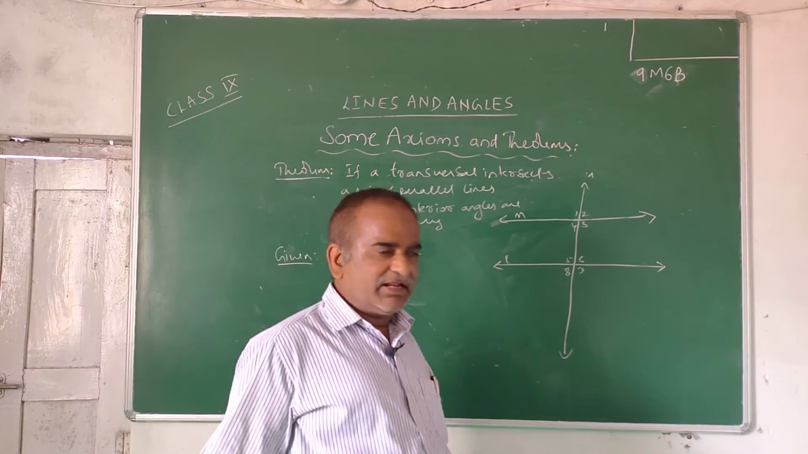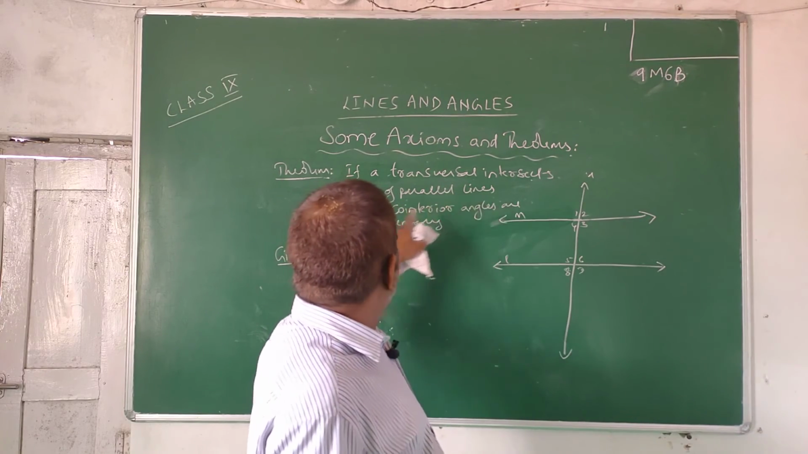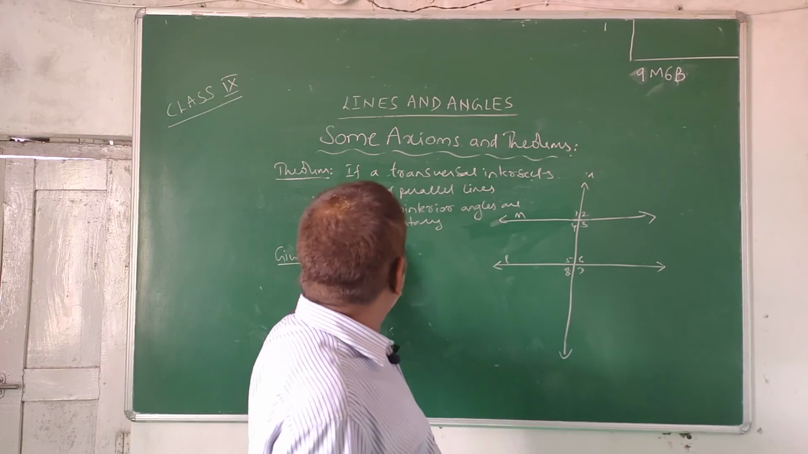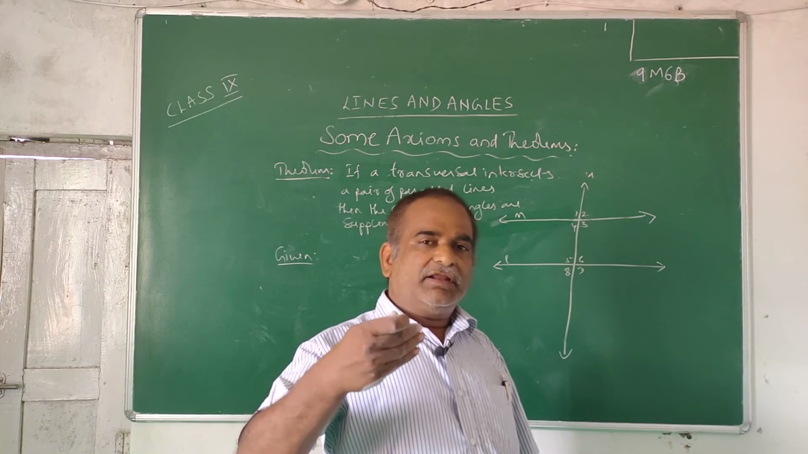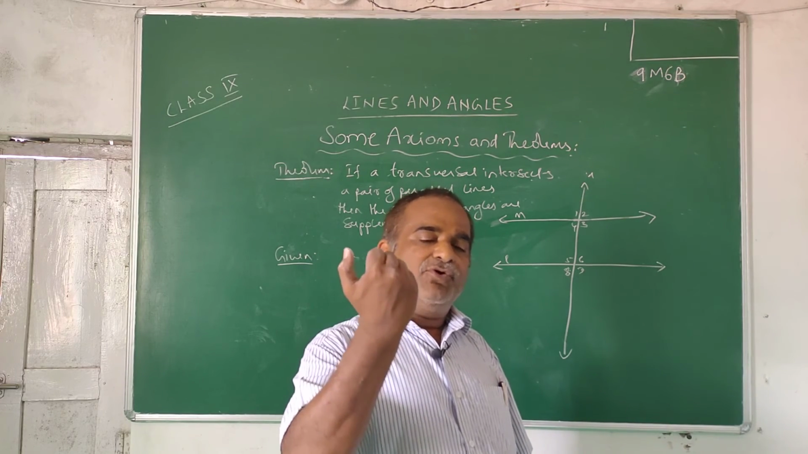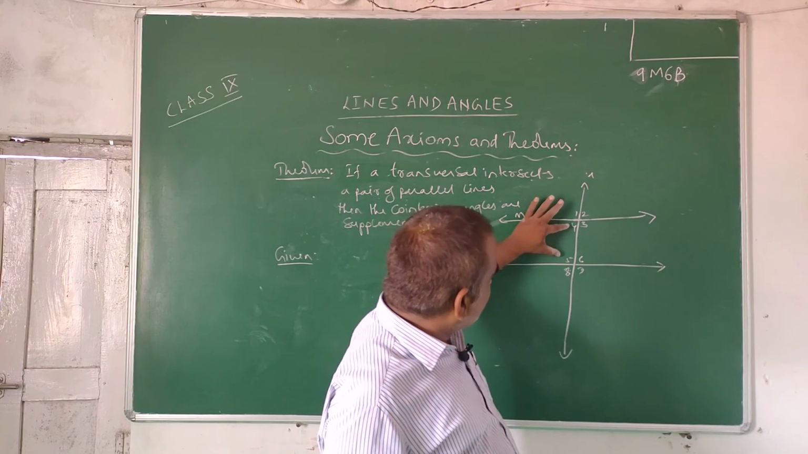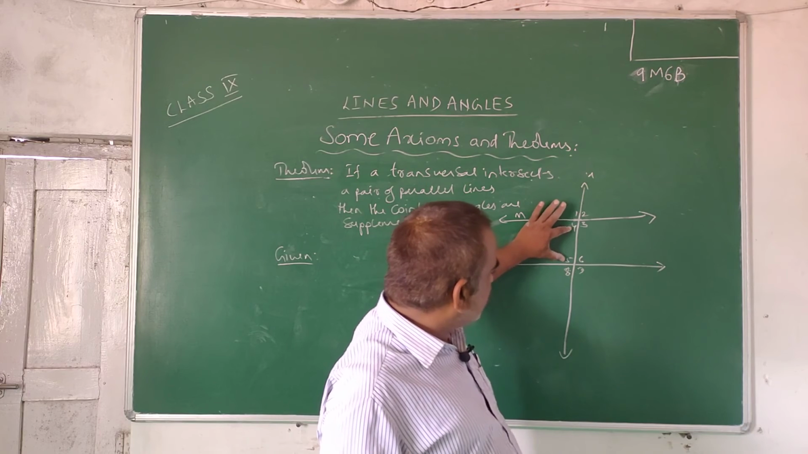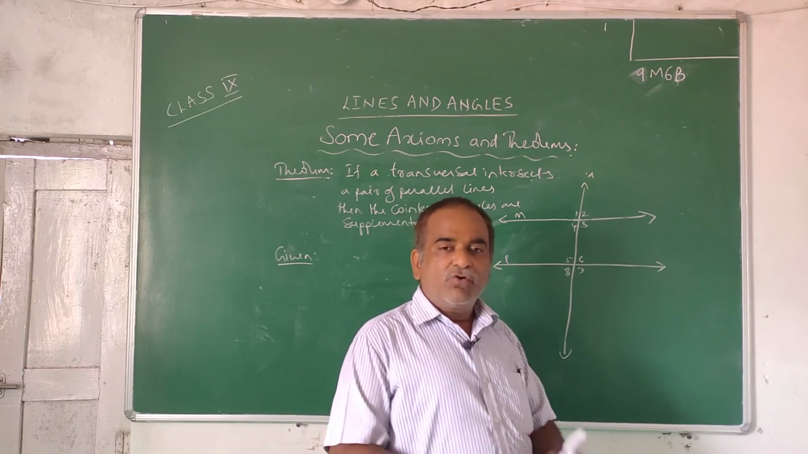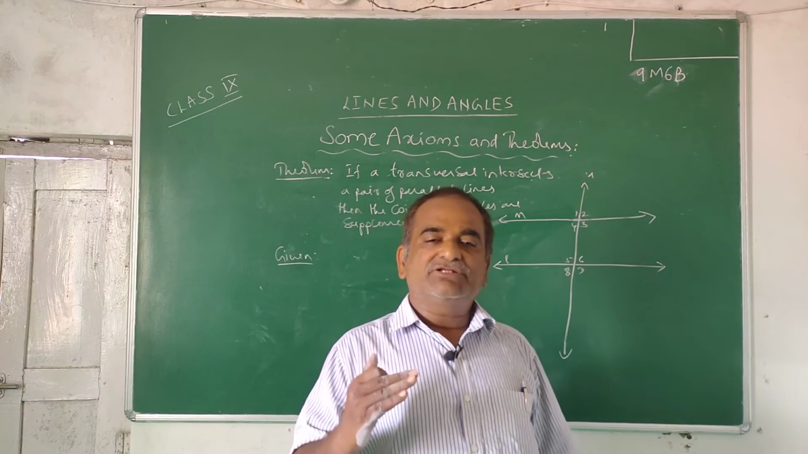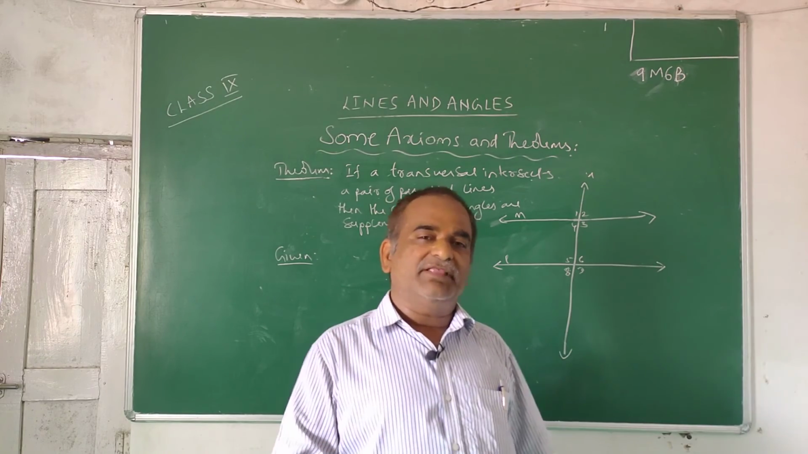Students, our next theorem is: if a transversal intersects a pair of parallel lines, then the co-interior angles are supplementary. Co-interior means both are interior angles and both are on the same side of the transversal. See, both are interior, both are on the same side of transversal. So angle 4, angle 5 are co-interior. Angle 3, angle 6 are co-interior. Understood?